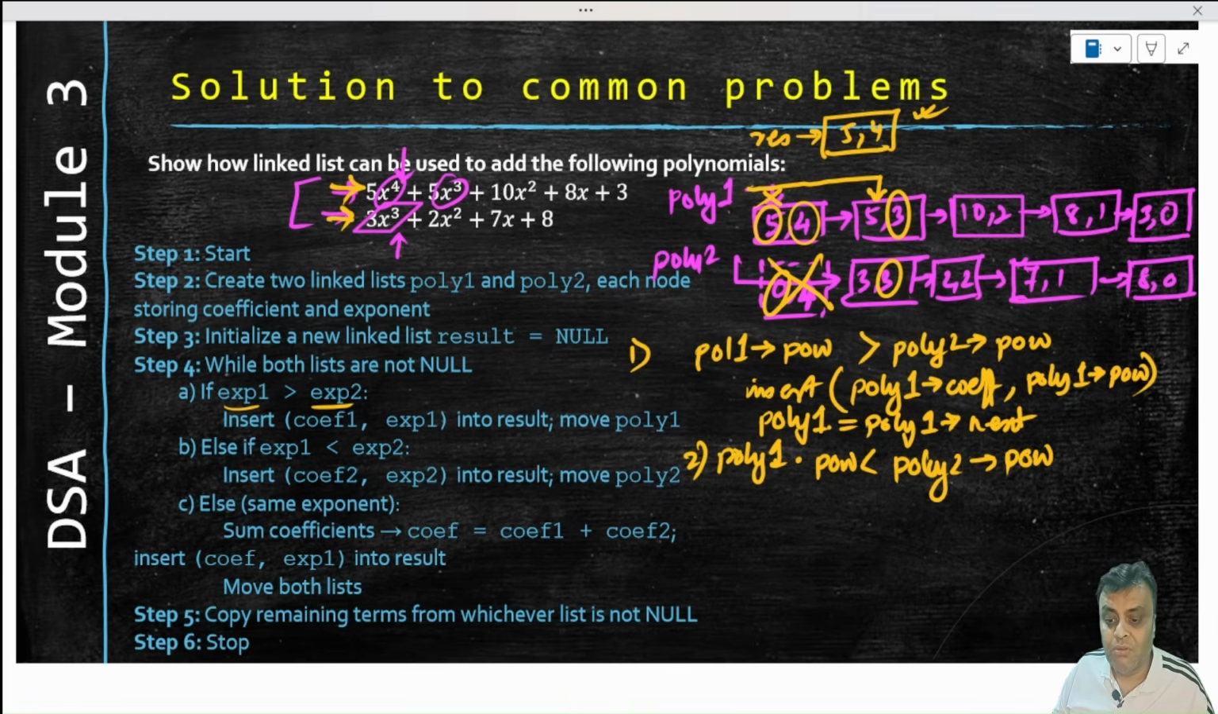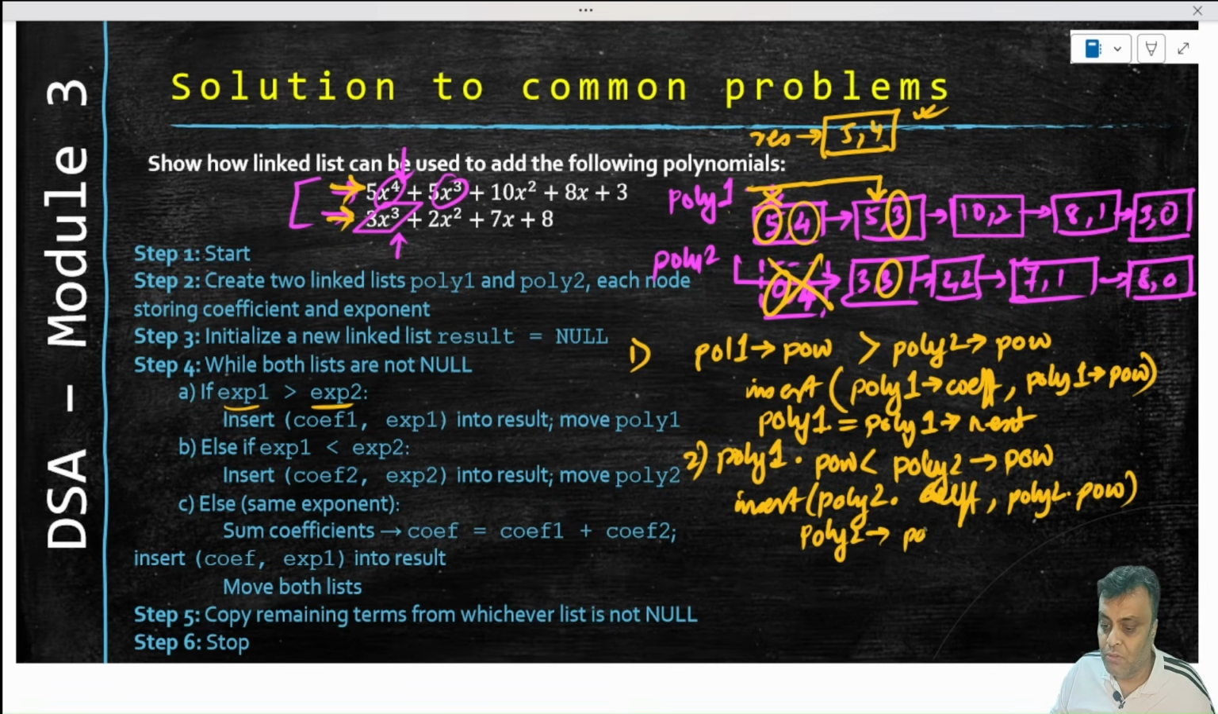Suppose that came, then what would happen? Same thing, you will insert what? You will insert polynomial 2's coefficient, and polynomial 2's power. And then you would have moved polynomial 2 to polynomial 2 arrow next. That is what you would have done, right?